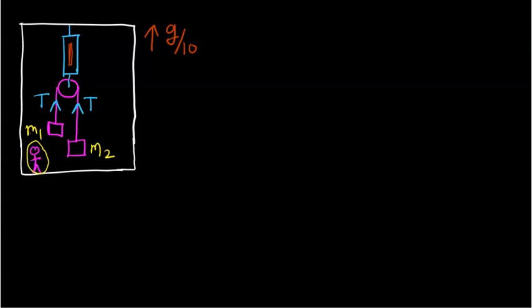Now I will draw the free body diagram of these two masses. So here if I draw the mass m1, then what are the forces acting on this mass m1? The first force is upward, which is tension, and the downward force is that of m1g. Now here, since the acceleration of the frame of reference is g by 10, which is upward, just now as I said, we have to add m1g by 10, which is in the opposite direction of the acceleration of the elevator. So here one more downward force will also be there, which is m1g by 10.